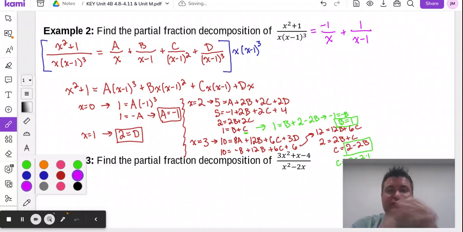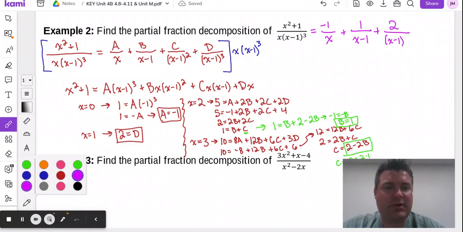The c is 0, so I'm just going to put 0 at that term. There is no, I'm not going to write down 0 over x minus 1 squared. I'm just going to keep it at 0, and then plus 2 over x minus 1 cubed. Okay, that'll be that answer.